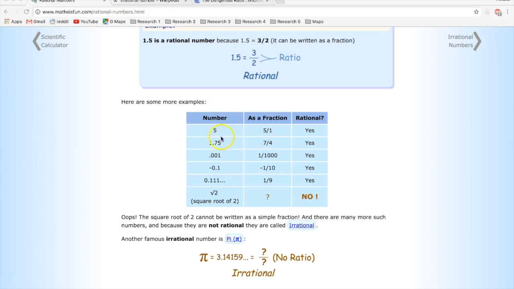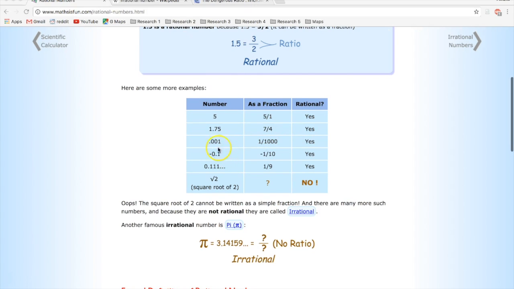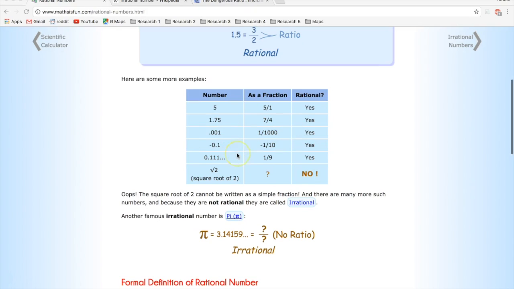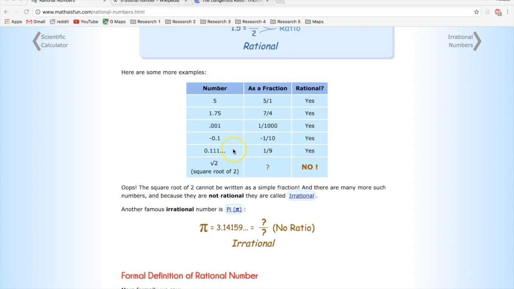So it says here are some examples. 5 as a fraction: 5 over 1. Rational, yes. 1.75. Now we'll get into this, but it's 7/4. Yes. Here's a decimal, becomes 1,000th. Yes. Here's a negative sign. We're going to be covering this. They say yes. We're going to say no.